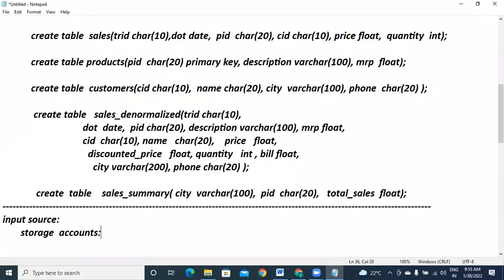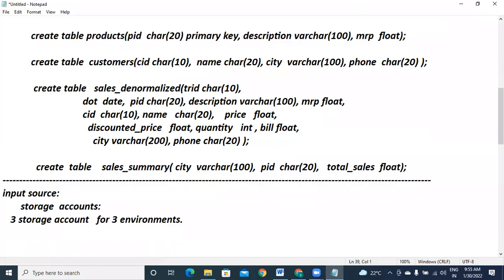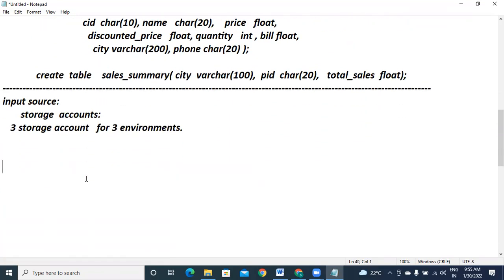Storage accounts. 3 storage accounts for 3 environments. Got it, Mr. Sanjay, be alert. 3 storage accounts for 3 environments.